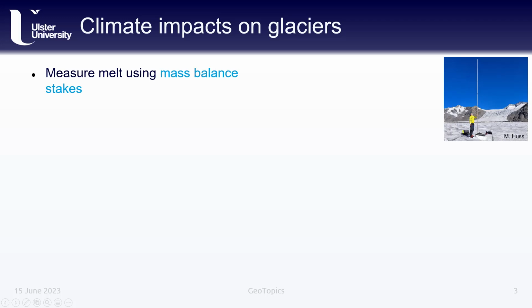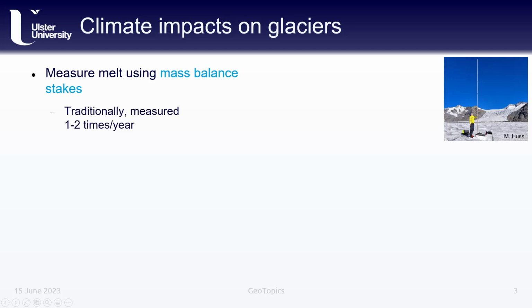So this is a figure taken by Matthias Huss, who's a glaciologist in Switzerland. This is at the Greater Aletsch Glacier in Switzerland, which is, I think, the largest glacier in Europe. And this was last summer showing the amount of melt that had taken place over the summer. So at the beginning of the melt season, the top of that pole was actually in the glacier. And by the end of the summer, there was that much melt that had happened at this location.